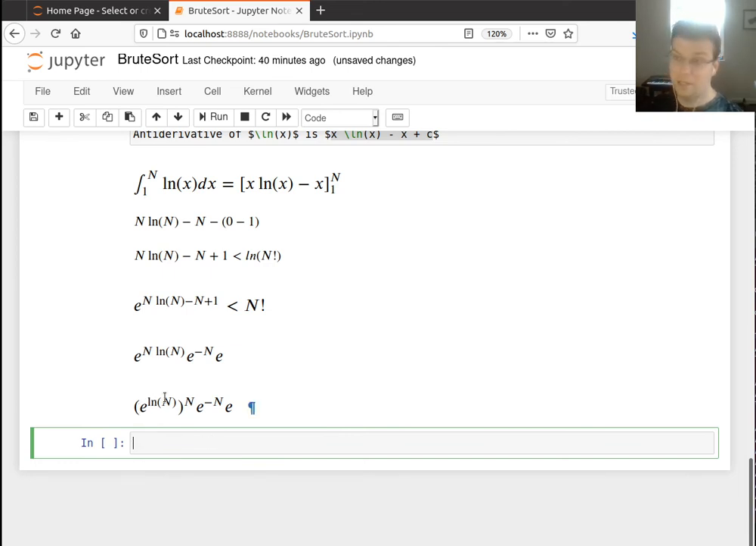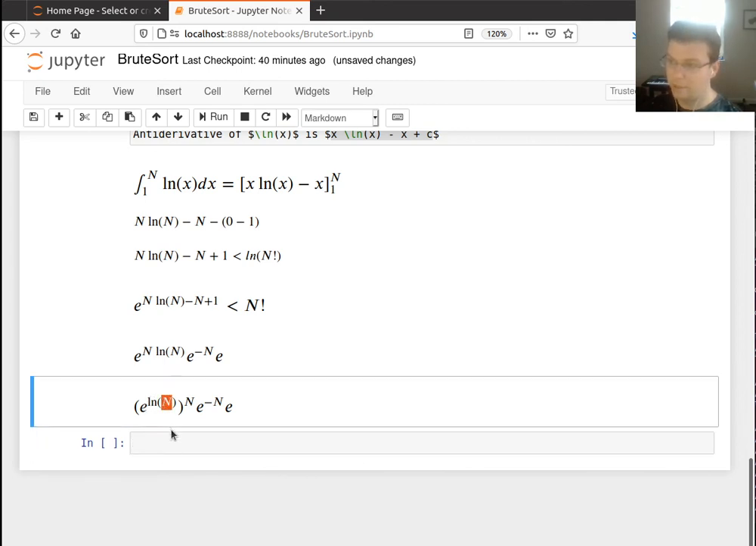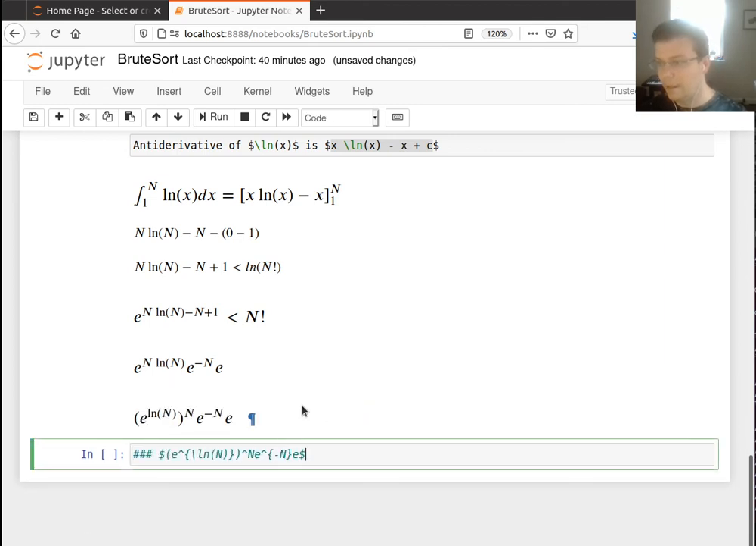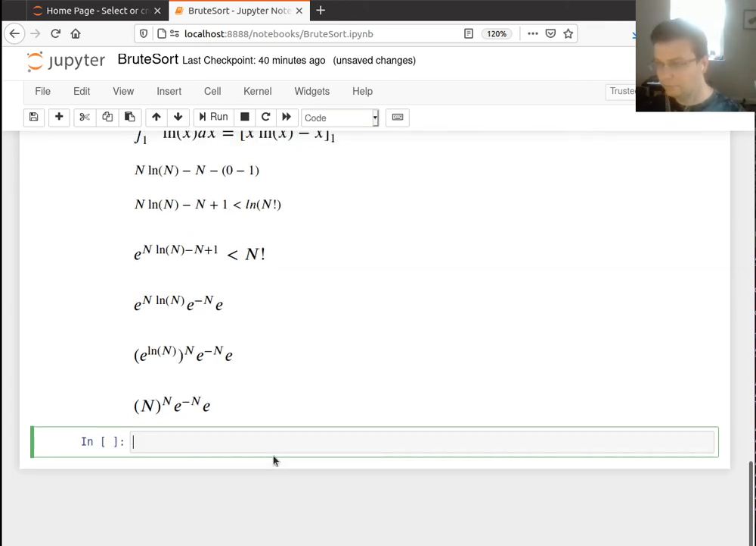Okay, so I'm just using more rules of exponents here. Well, e to the natural log of n, again, e raised to the natural log of something. Natural log is the inverse of that, so I just get back that thing. So this simplifies down to just n raised to the n times e to the negative n times e.